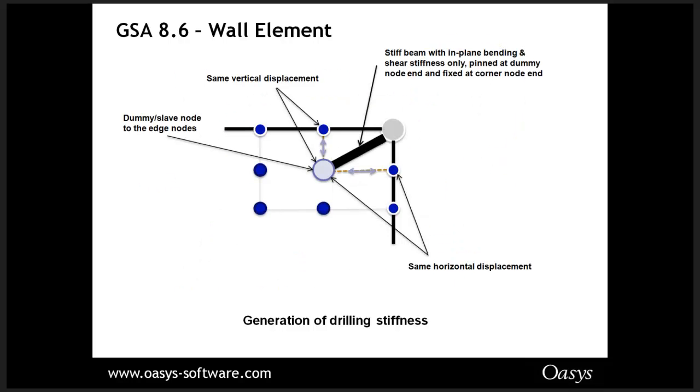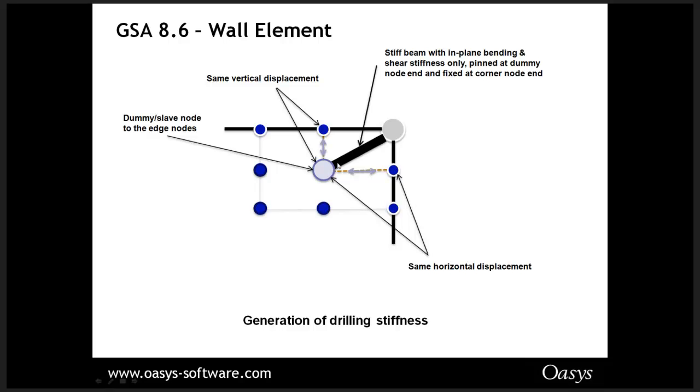So this is one of the quad 8 elements at the top right corner of this wall element. So we have a dummy node. We have constrained this dummy node's vertical displacement to be the same as the vertical displacement of the middle node of the horizontal edge. So these two nodes have the same vertical displacement, and these two nodes will have the same horizontal displacement.